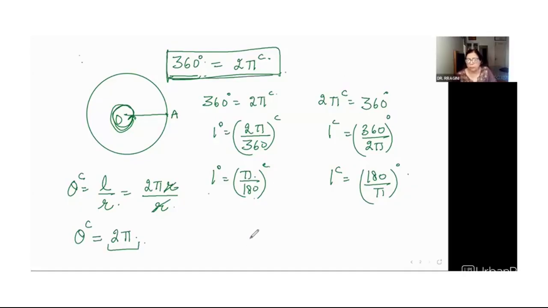Now, here you have to remember a few things. First of all, when we convert an angle into radians, the angle contains the term pi. Right?